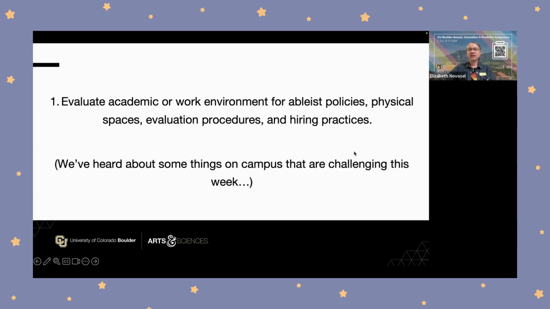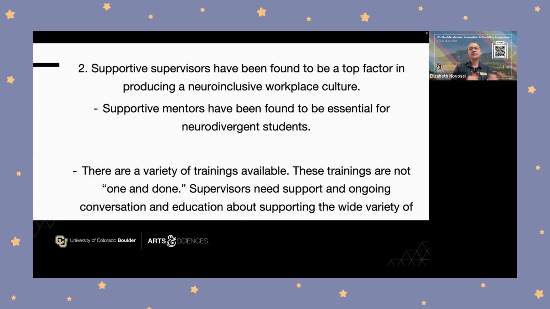So a first step is to evaluate our academic and work environments for all of the ableist policies and physical space issues and evaluation procedures and hiring practices. And all of this takes input from our disabled and neurodivergent communities, as well as all the other identities that need to put some input there. Number two is supportive supervisors are kind of like the most important thing in the literature about helping people. So making sure our supervisors are educated, informed, our mentors also in the educational side play the same role, and advisors. Those people are so important, and there are a lot of trainings available.